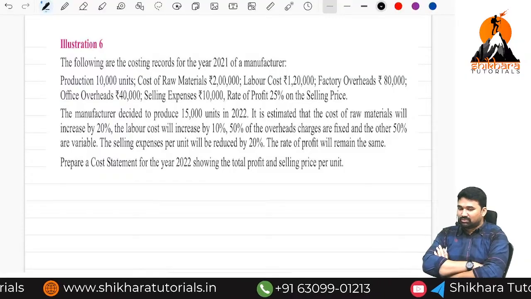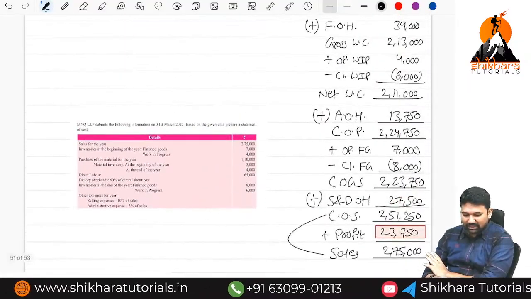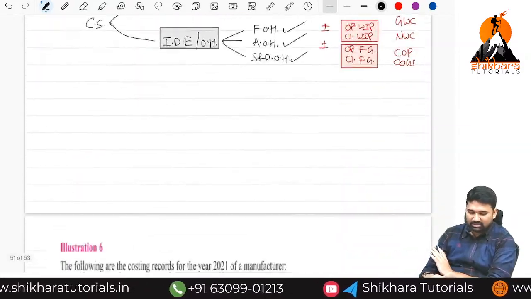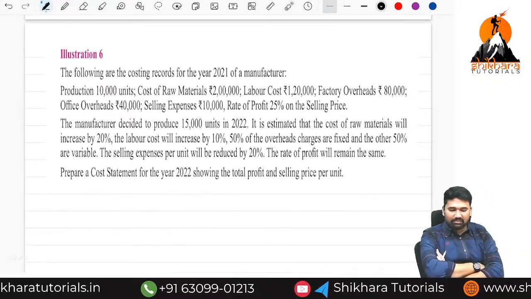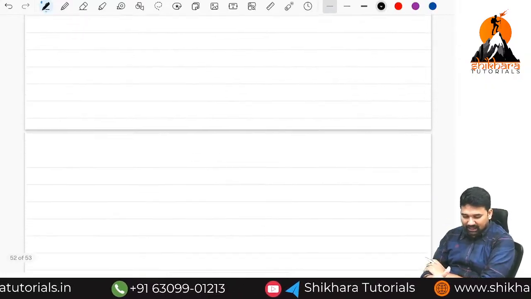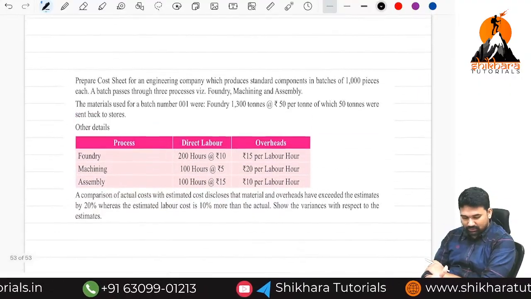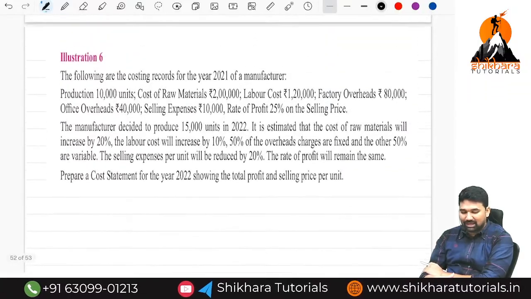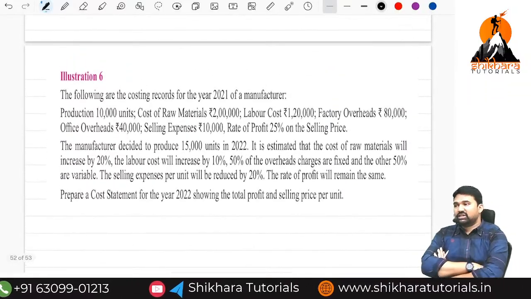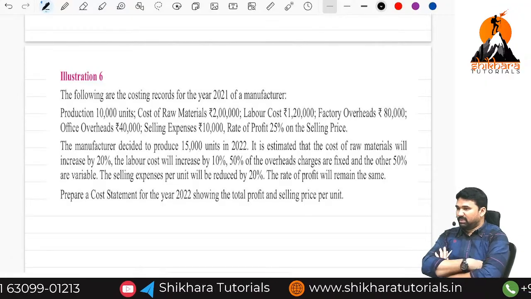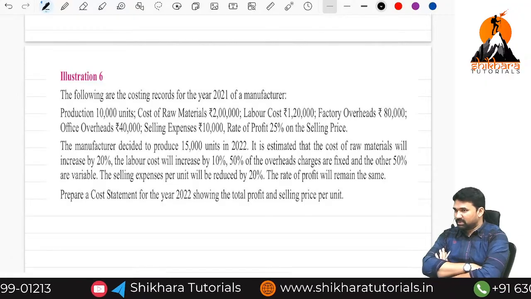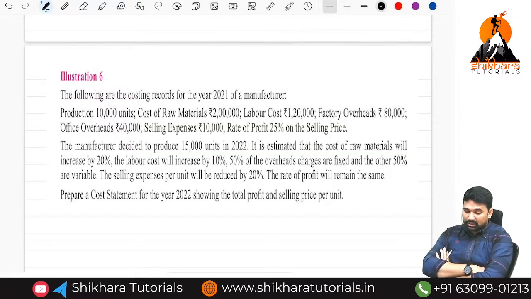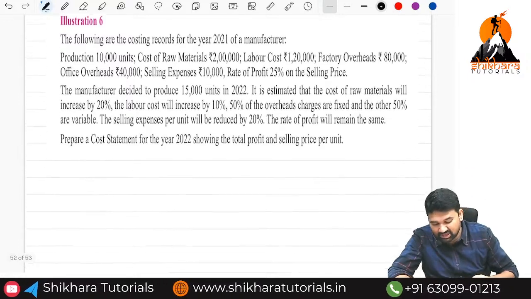So let's try to solve illustration 6 first of all. I think illustration 5 we have completed. This small illustration we have completed already, and this is the answer actually. So illustration 6 we'll try to complete in this session, and we'll try to solve this illustration also in this session. Both are cost sheet formats only. If you remember our current discussion with respect to cost sheet, then you will be able to solve both problems. Nothing complicated in it.